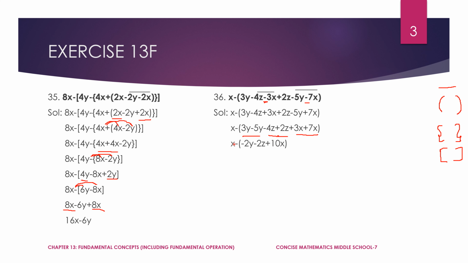Our next step is to multiply this minus inside the braces. So minus should be multiplied with the first term, minus should be multiplied with the second term, minus should be multiplied with the third term. So in this method, while multiplying inside, you can just remove the braces. And here again check for the like terms together. Here x and minus 10x are the like terms. So just put the bigger number's sign and subtract it. So it becomes minus 9x plus 2y plus 2z, right?